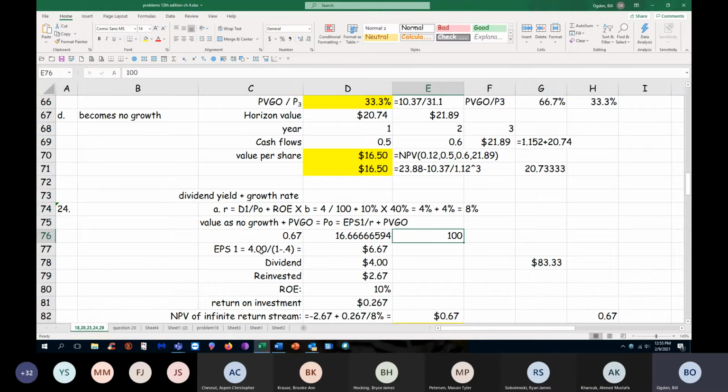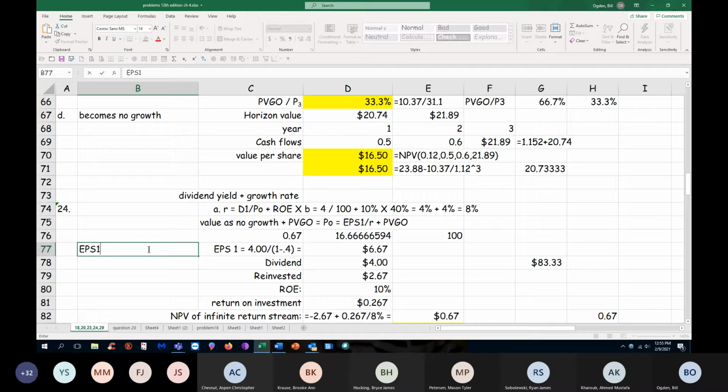Okay, EPS 1. Well, if you're paying out a $4 dividend and you're paying out 60%, so how do I get 60%? That says 40. Did I do something wrong? No, it's a 40% plowback. So it's 1 minus b, isn't it? So this is actually equals, and that would be dividend 1 divided by 1 minus the b. Okay.